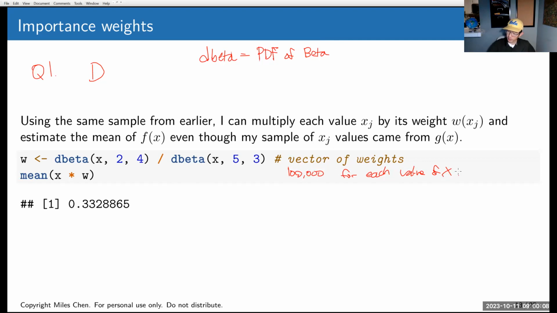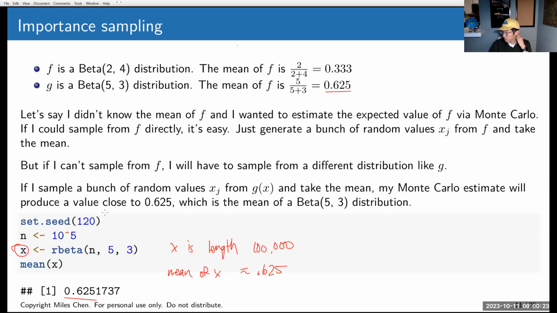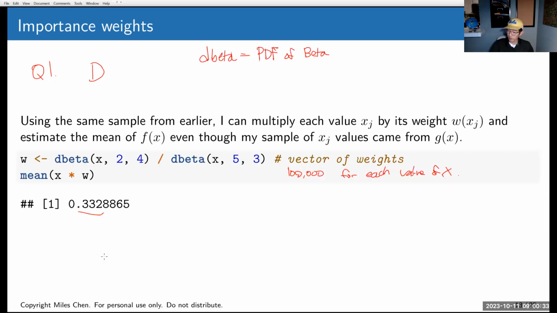And then we take each value of X and multiply it by its weight, and then we get the mean. Here my estimated mean is 0.3328, which is pretty close to the true value of 0.333. And here my X values, again, came from the wrong distribution. The X values came from beta 5, 3.